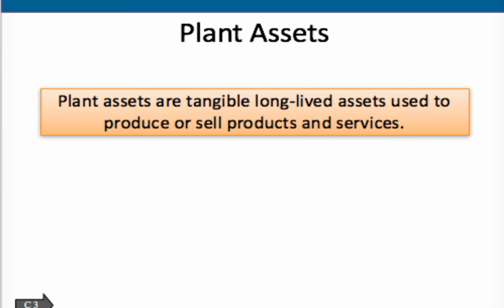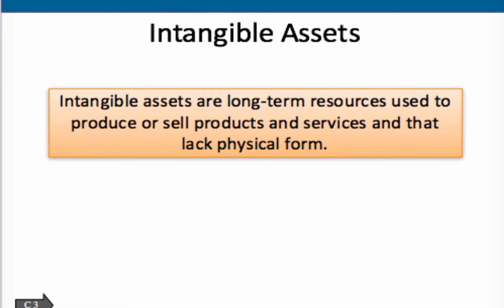Plant assets are tangible assets that are both long-lived and also used to produce or sell products and services. Some examples of these are equipment, machinery, buildings, and land that are used to produce or sell products and services. Intangible assets are long-term resources that benefit business operations. Intangible means lacking a physical form, and these may also have uncertain benefits. Some examples of these are patents, trademarks, copyrights, franchise rights, and goodwill, which is just kind of the name value or the name recognition value of a company.